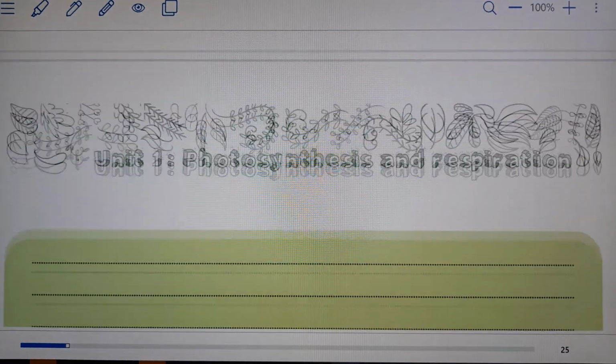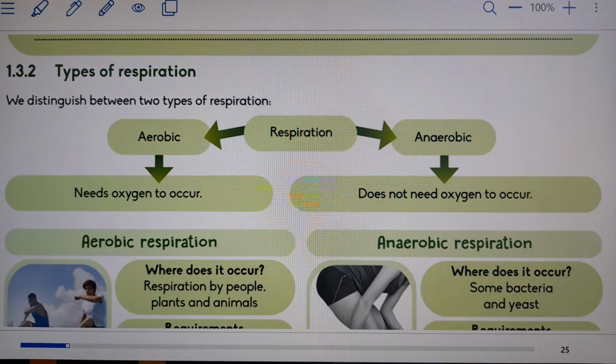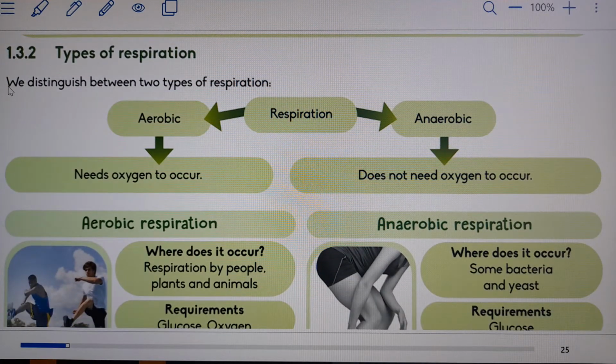Let's go a little bit down. Now we've got different types of respiration. They say we distinguish between two types of respiration: aerobic respiration and anaerobic respiration. Aerobic respiration needs oxygen to occur. It cannot occur without oxygen. And anaerobic does not need oxygen to happen.